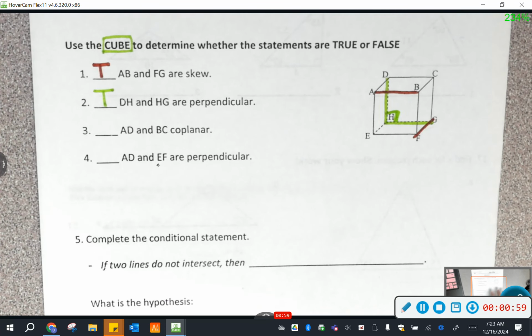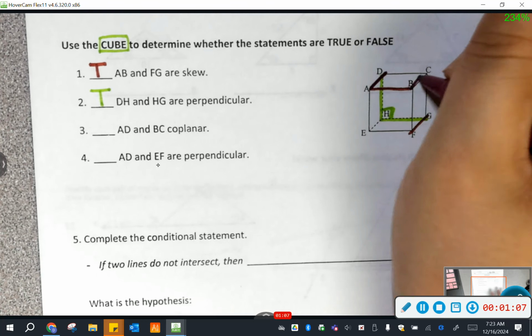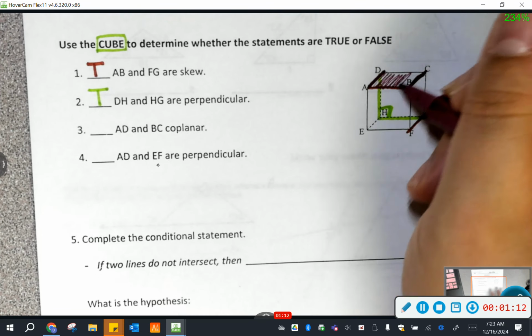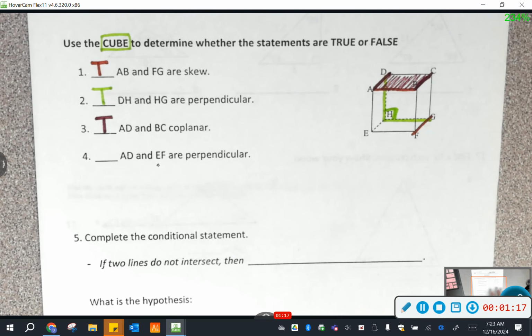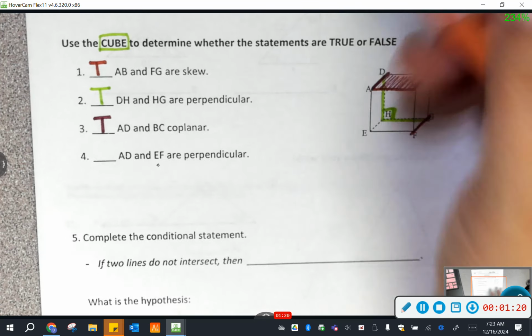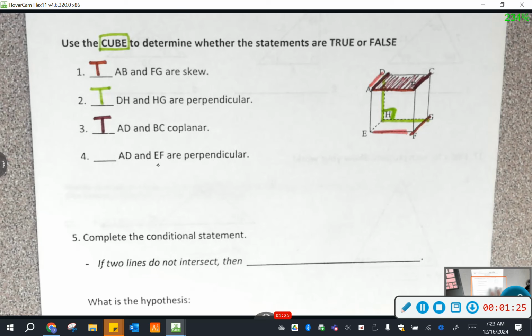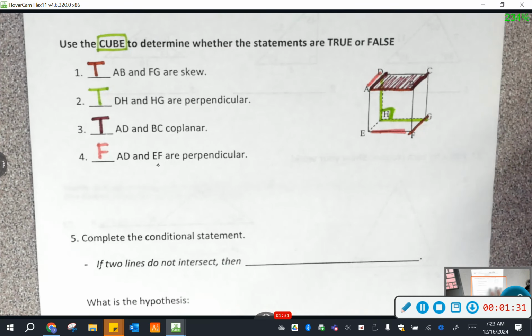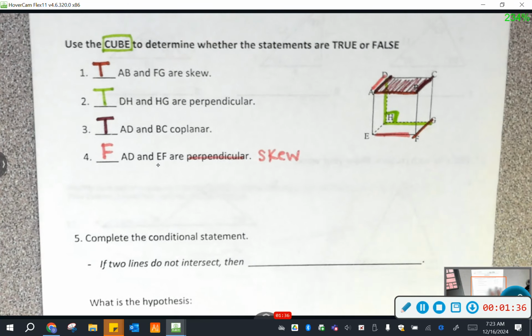Are AD, let me get a different color again. Here's AD and BC, are they coplanar? Are they on the same plane? Can I connect them on the same plane? That's true. And then last but not least, are AD and EF perpendicular? No. What are they? They are skew. They don't even touch.